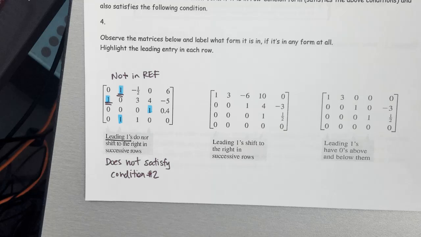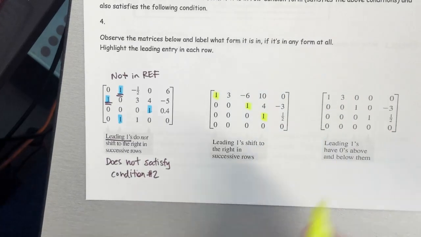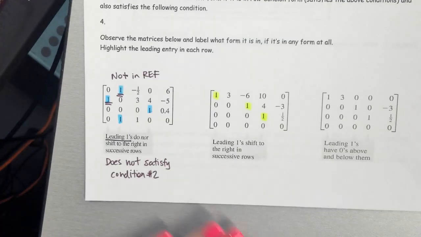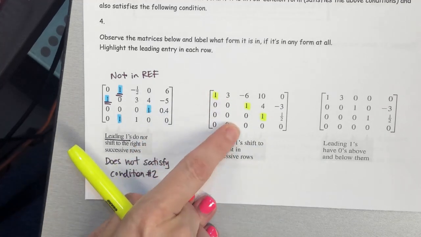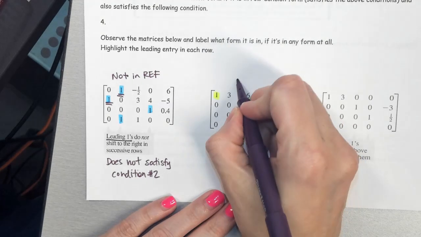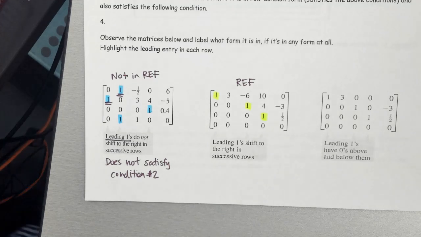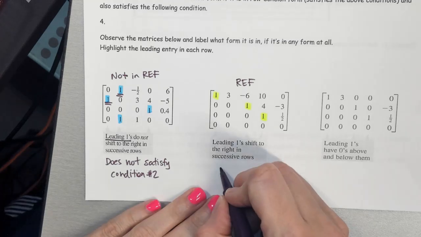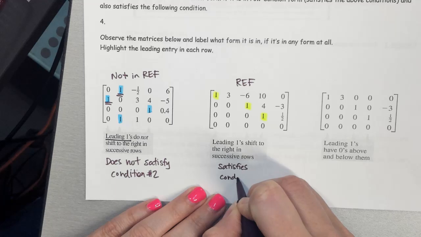All right, now if we look at the second one, this is a leading 1, this is a leading 1, and this is a leading 1. Okay, so the leading 1s do shift to the right, and below them are the zeros. So this is what we call row echelon form. And that is what you did yesterday. You just didn't have a lot of diversity in the matrices you see. So this satisfies conditions 1 through 3.